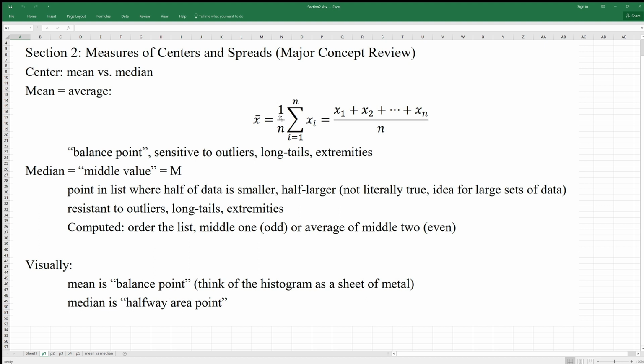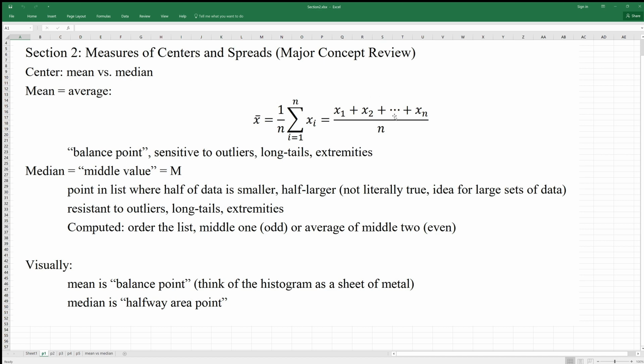Multiplying by 1 over n, of course, is the same as dividing by n. So this here is an abbreviation for the top. This capital sigma, Greek S for sum. Capital sigma in mathematics means add up every example of. So this is a shorthand for this.